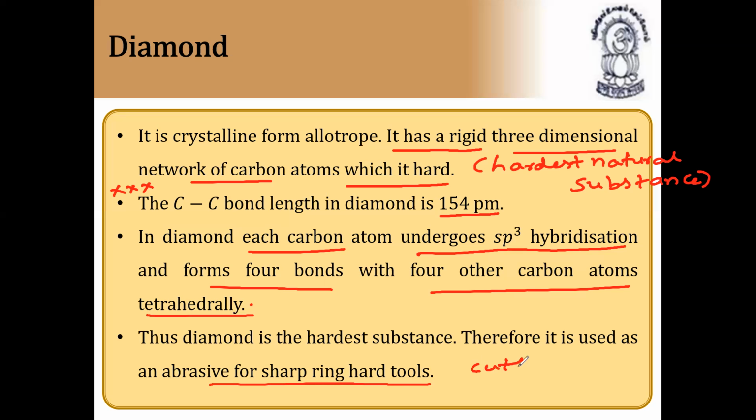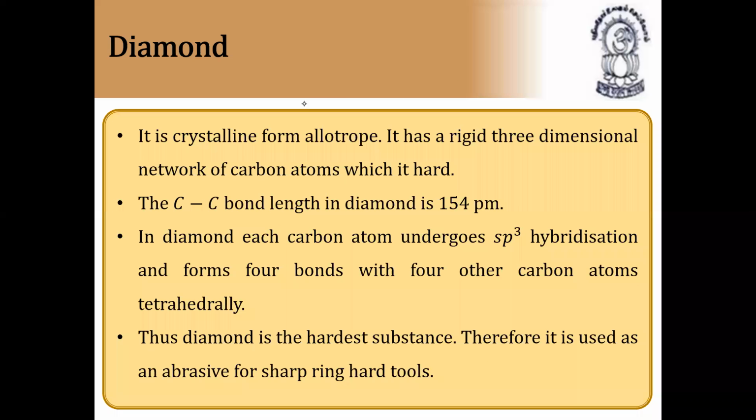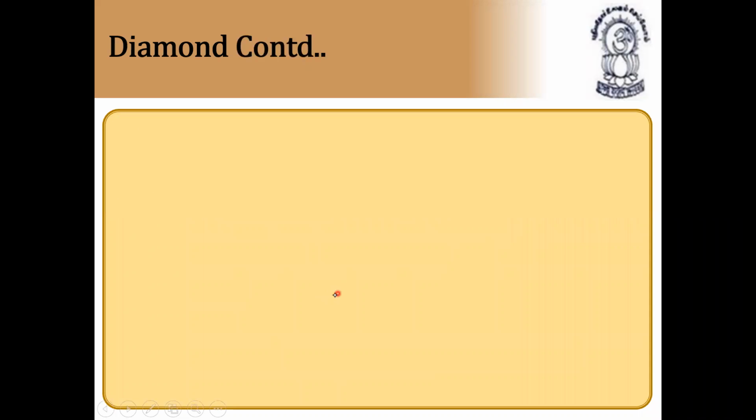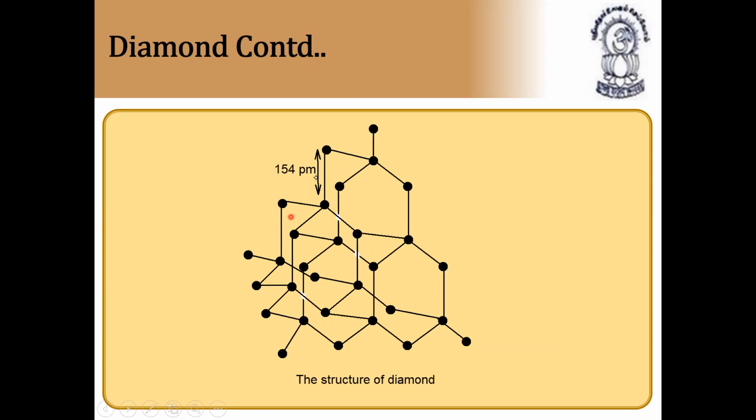You can say sharpening hard tools is nothing but cutting tools. We can use diamond. So all the major important points from diamond are covered. This is the structure of diamond. The C-C bond length in diamond is 154 picometers. C single bond C bond length is 154 picometers.